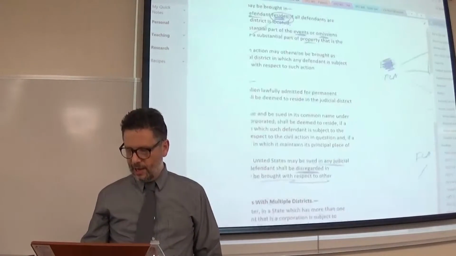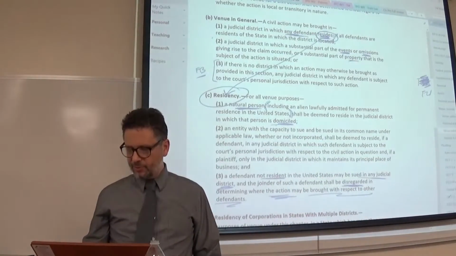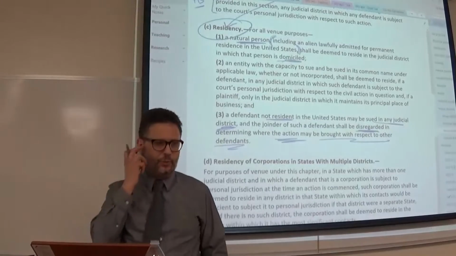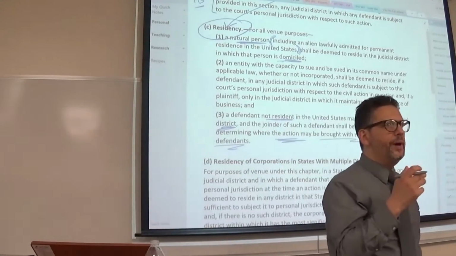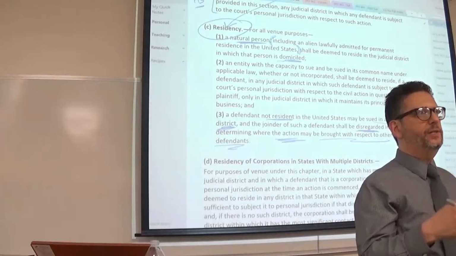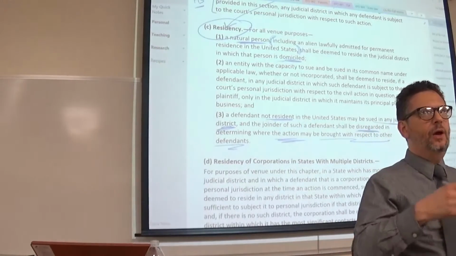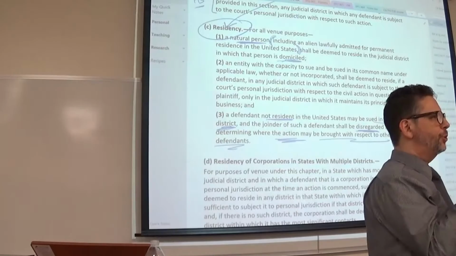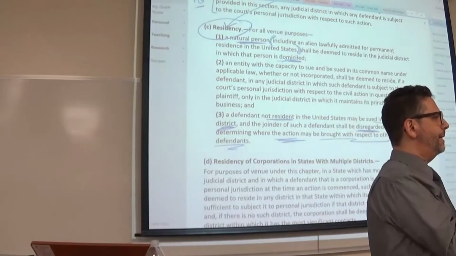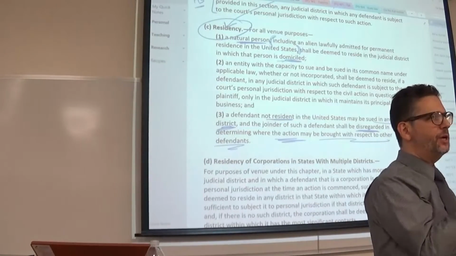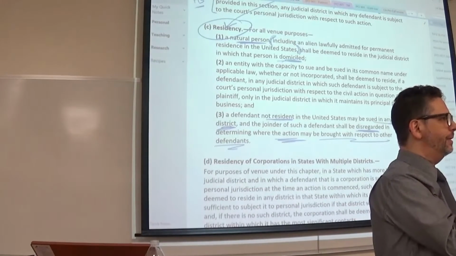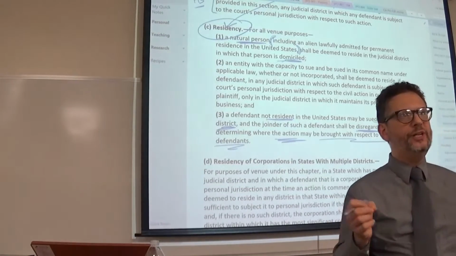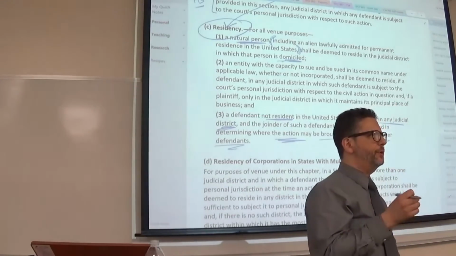Corporations. The language there is pretty complex, but I'm going to kind of distill it down to the basics that I think you need for the bar exam. For a corporation to measure their residency, you have to ask whether or not they would be subject to personal jurisdiction in a particular district. All right? So to measure the residency of a corporation, you ask what district or districts they're subject to personal jurisdiction in.